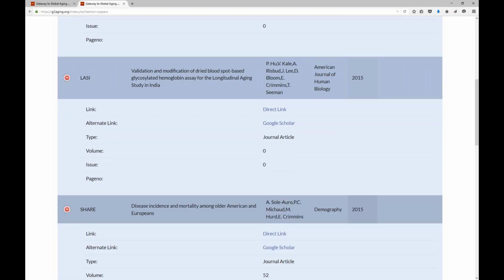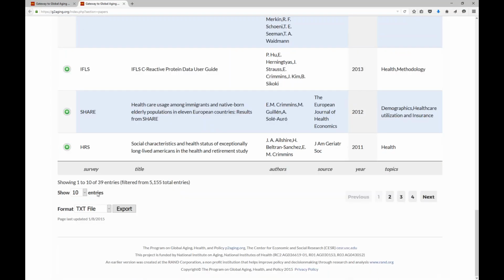And let's say you selected multiple citations. Here at the bottom, we allow you to export them, and you can export them as a text, CSV, or EndNote file.